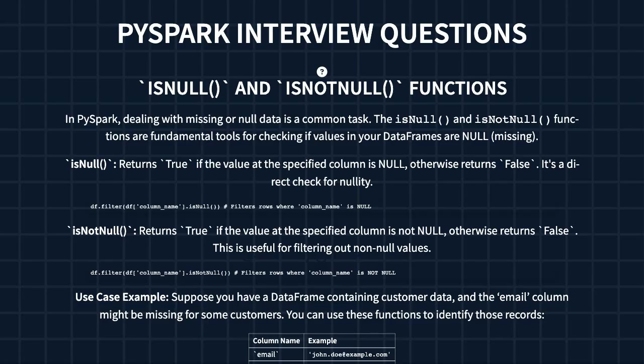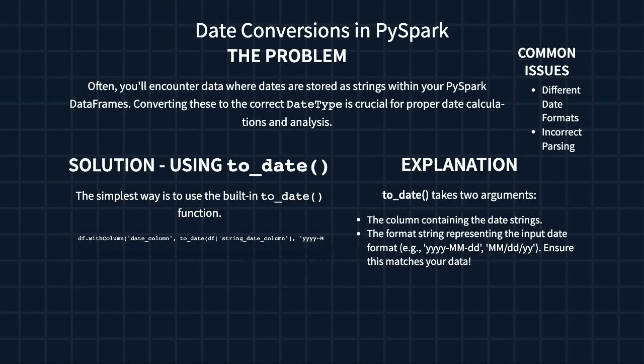Then you have isNotNull, which does the opposite. It checks to see if a value is not null and returns true in that case. These two functions are your go-to tools when dealing with potentially incomplete data, helping you keep your analyses clean and focused. Let's talk about converting dates in PySpark, a really common interview question.